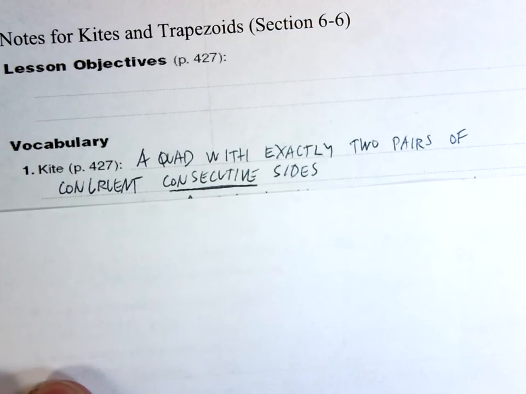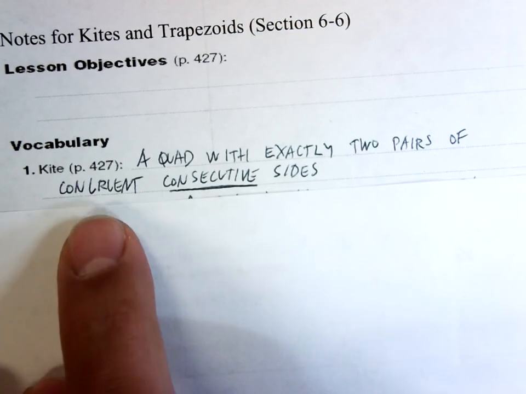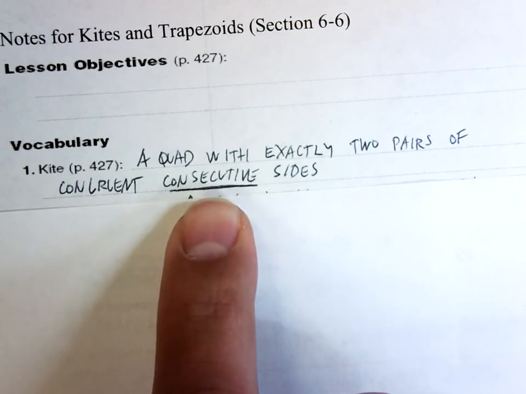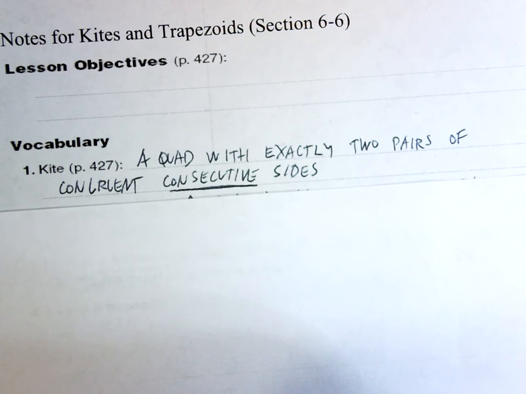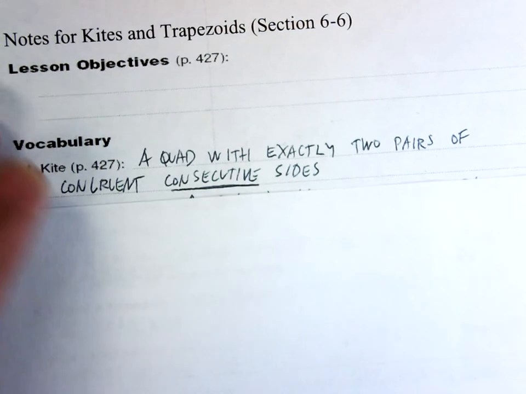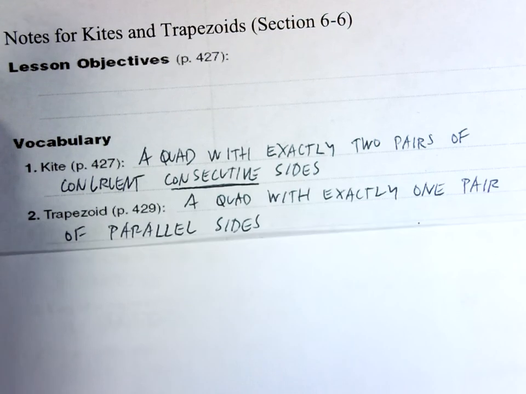A kite is just a quadrilateral with exactly two pairs of congruent consecutive sides, and this consecutive is important. It's not just any two sides that are congruent, it's the two consecutive sides that are going to be congruent. And there's exactly two pairs of congruent consecutive sides.